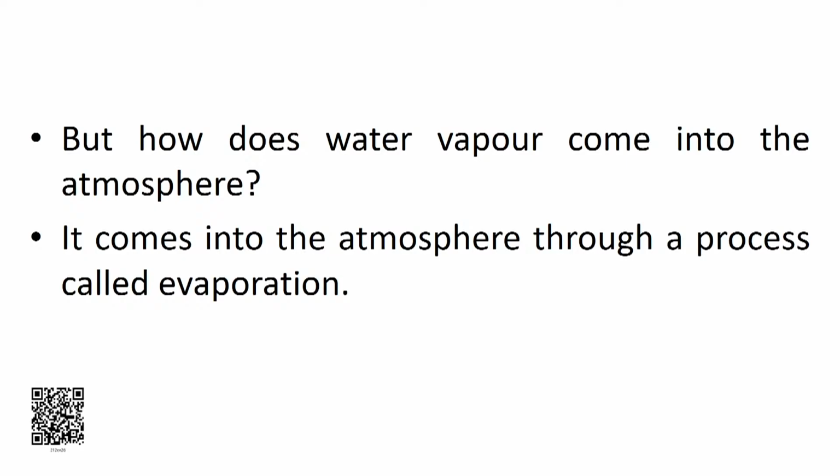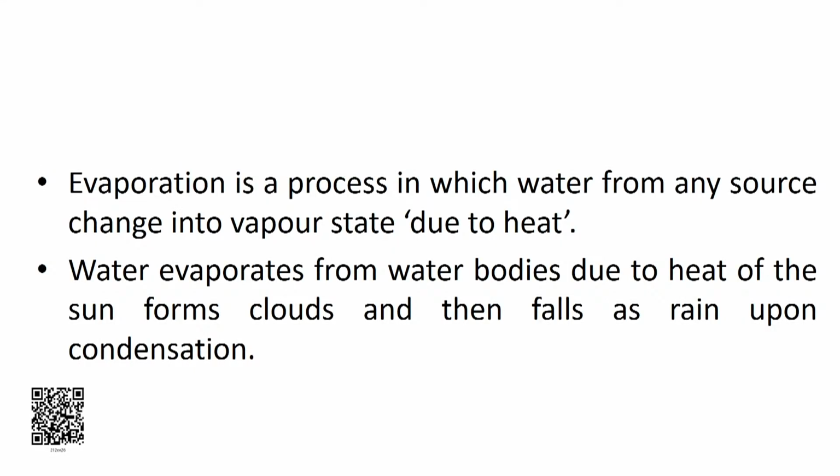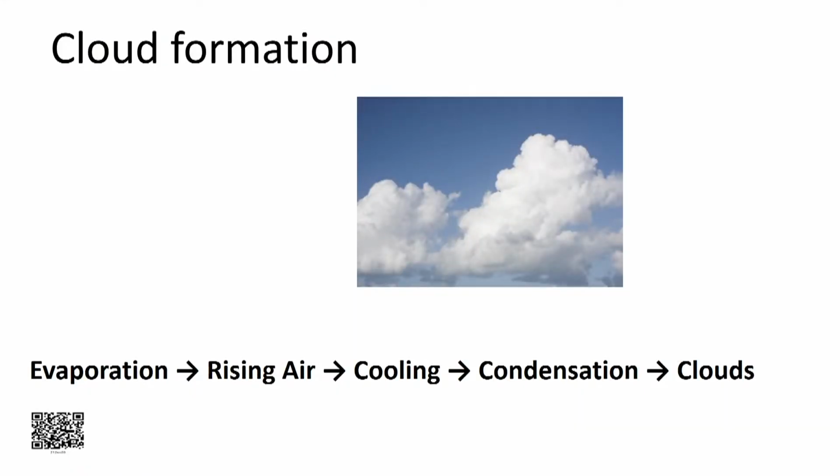But how does water vapor come into the atmosphere? That question came to our mind. It comes into the atmosphere through a process we call evaporation. Evaporation is a process by which water from any source changes into vapor state due to heat, and water evaporates from water bodies due to heat of the sun, forms cloud and then falls as rain upon condensation. Next we will talk about cloud formation. The process is evaporation, rising air, cooling, then condensation, then cloud.